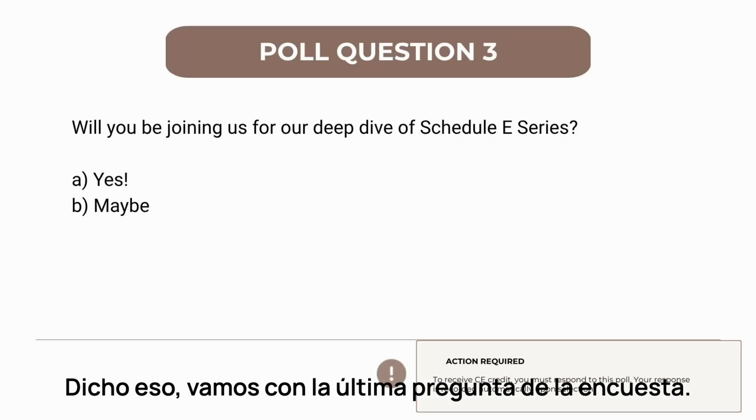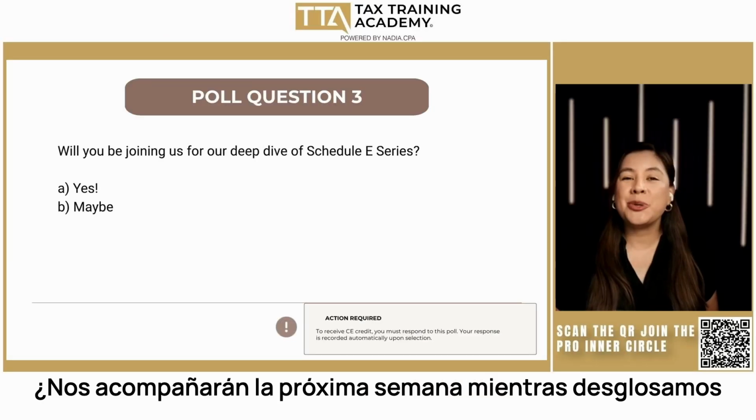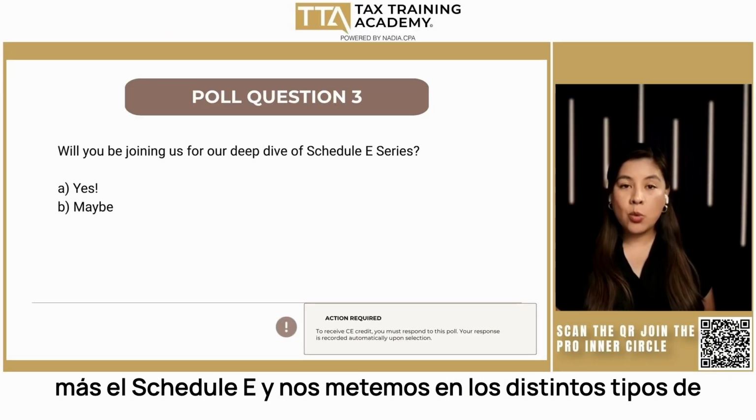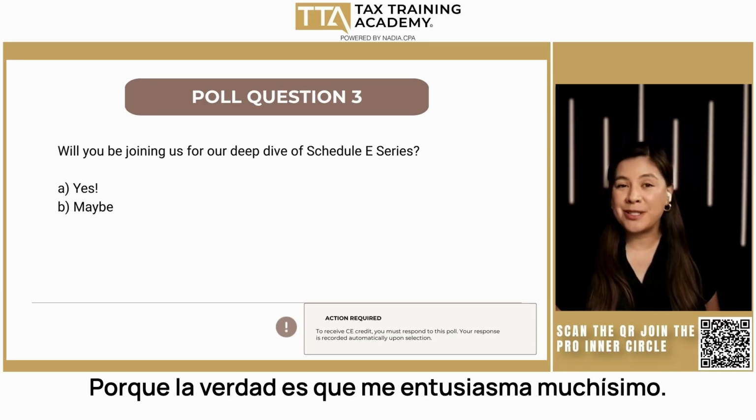Now with that, let me go with the last polling question. Remember, this is 3 polling questions throughout. This is your last one. Will you be joining us next week as we break down more Schedule E and dive into the different types of rentals and passive activity and material participation?